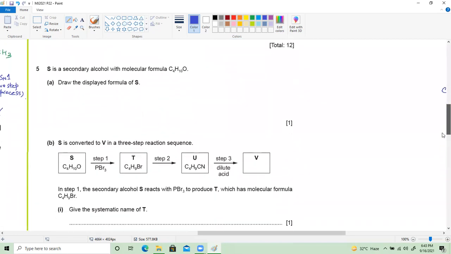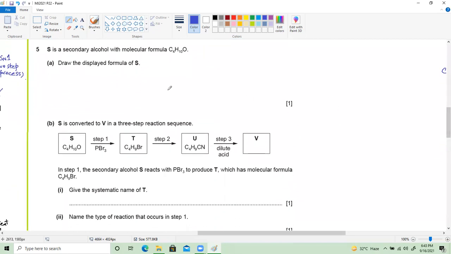Give it a last question from this paper. S is a secondary alcohol with the molecular formula C4H10O. Draw the displayed formula of S. Now we have to make a secondary alcohol, the OH group should be attached. The displayed formula is where every type of bond and every atom is shown.